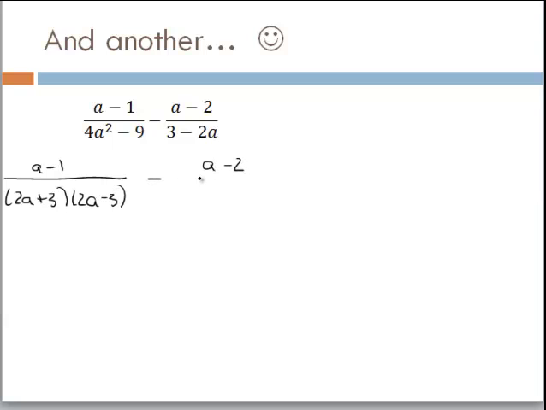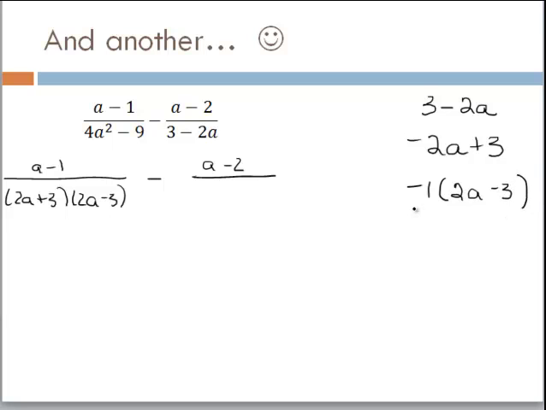Minus a minus 2 all over, now I want you to notice this one, 3 minus 2a. This is written backwards if you think about it in terms of a polynomial. You want your variable listed first, so that would be negative 2a plus 3, right? Normally we don't really like our leading coefficient to be negative, so let's factor out that negative. If we do, we get 2a minus 3, right? So let's put that here, negative 1 times 2a minus 3.